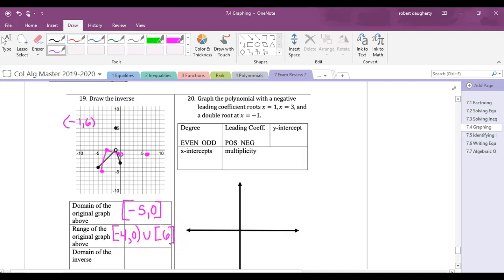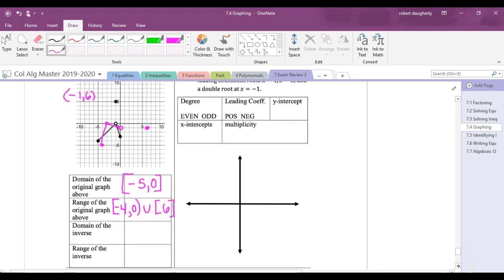Now, what's the domain of the inverse? Remember these just change roles. The domain of the inverse looks like it's from -4 to 0 and includes the number 6. And the range of the inverse just looks like from -5 up to 0. Keeping in mind that there's a relationship, these things should all match. The domain of the original is the range of the inverse. The range of the original is the domain of the inverse.